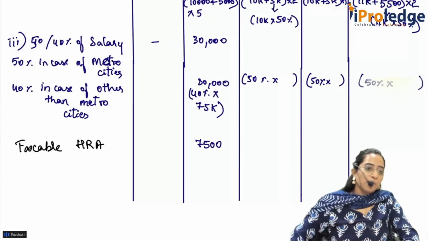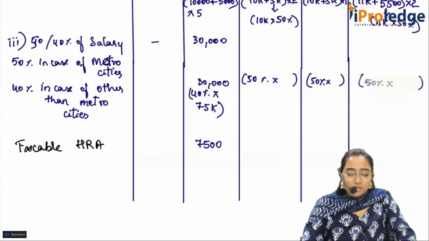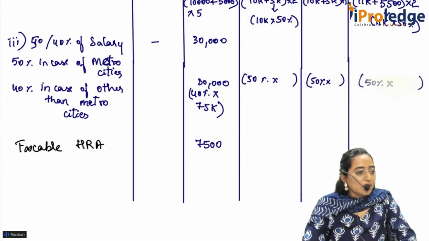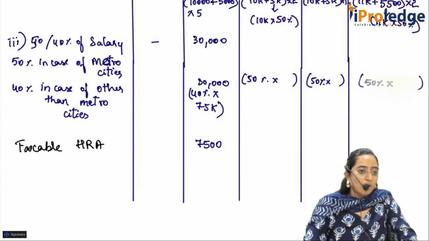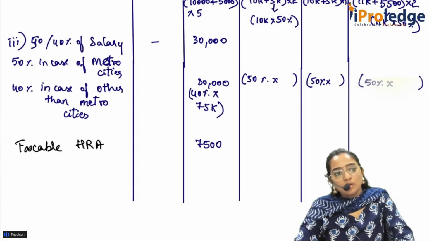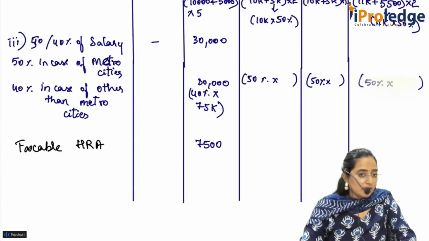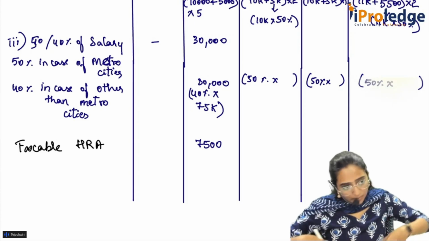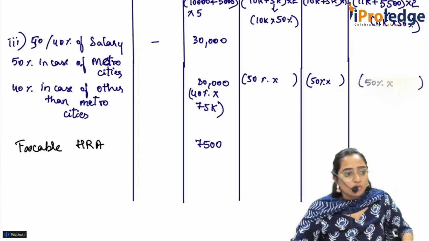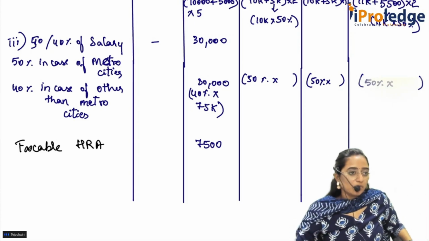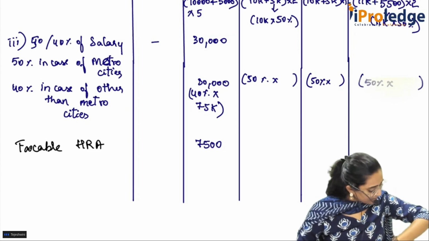Place names are repeated in multiple places, so it is not good to assume things. We'll consider only four cities specifically given: Delhi, Kolkata, Mumbai and Chennai. Apart from that, anything else, please don't assume. Consider it as the normal 40%, other than metro cities.